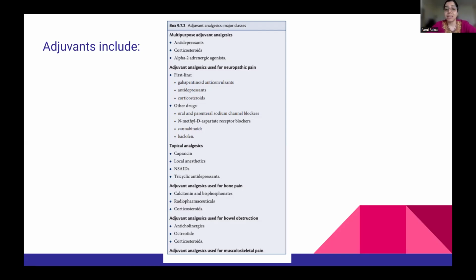We have topical analgesics like capsaicin, local anesthetics, again NSAIDs can be used as topical analgesics, and tricyclic antidepressants. Adjuvant analgesics used for bone pain include steroids, radiation therapy, calcitonin and bisphosphonates also. And for bowel obstruction, we have anticholinergics, octreotide, corticosteroids, and adjuvant analgesics used for musculoskeletal pain, like muscle relaxants.